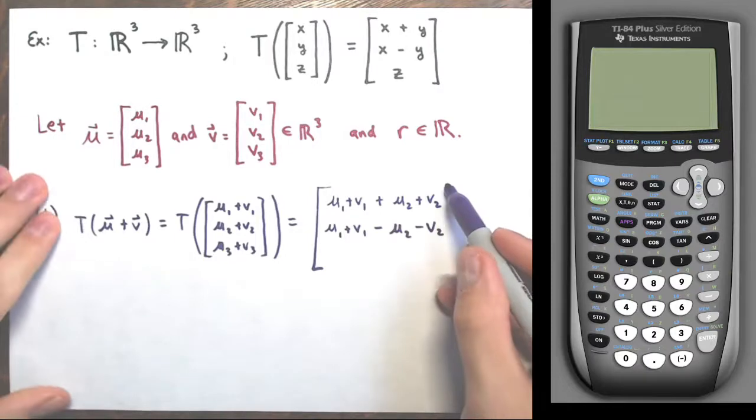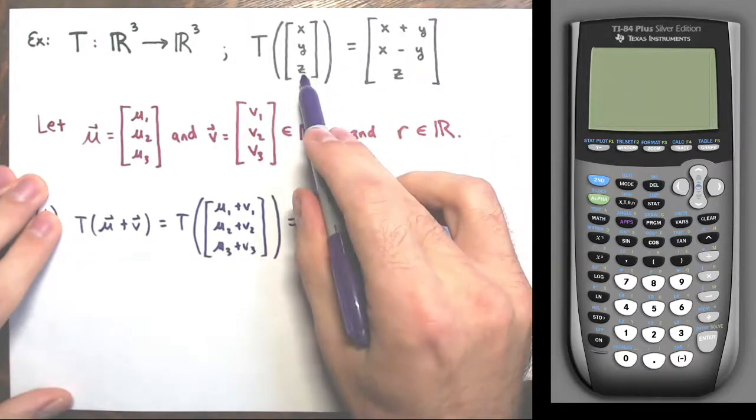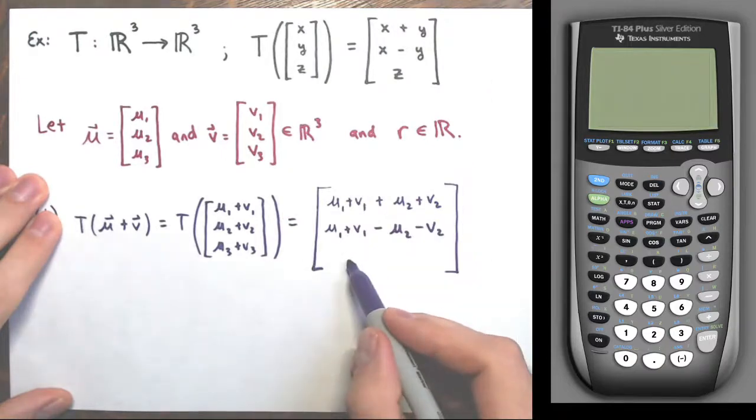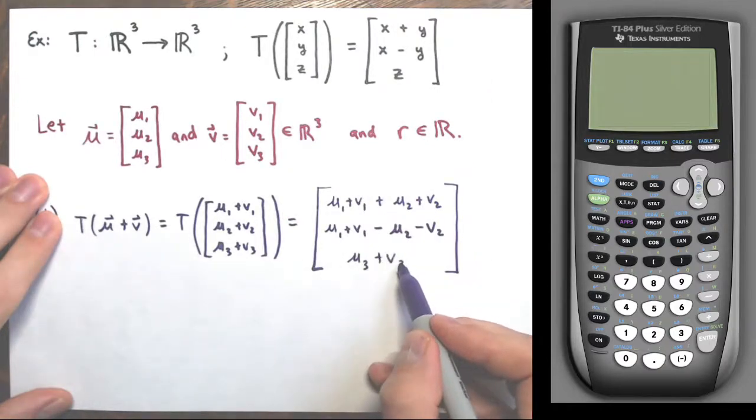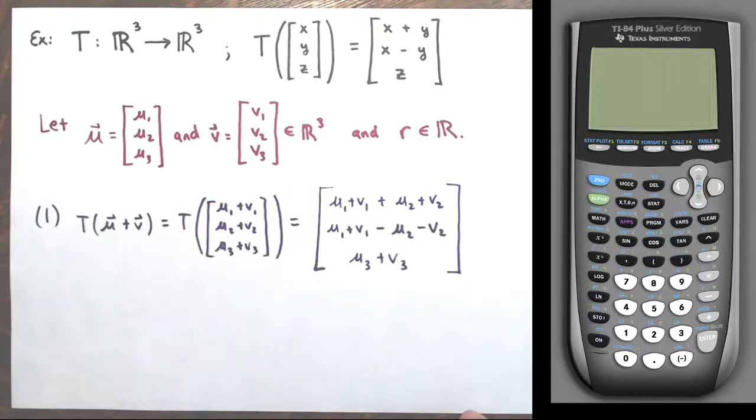And then the third component of the output is the same as the third component of the input. So the third component here is u3 plus v3. And that's as simple as that gets. No like terms can be combined in any of these. And I got these 3 components.